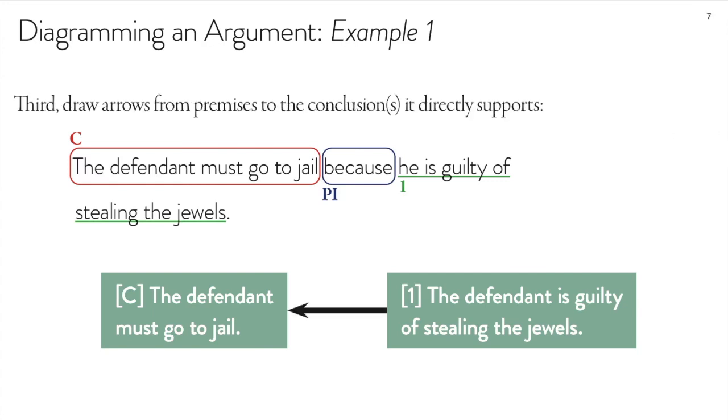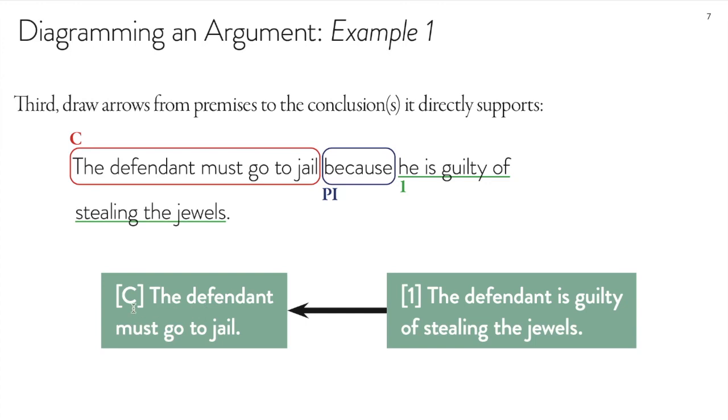Third step, let's draw the arrows. Again, the idea is the arrow goes from premise pointing towards the conclusion. Which way does the river flow? And so we had that because in there. The because says the defendant must go to jail. Why? Because the defendant is guilty. And so remember, in that case, the way I just read it is going up the river, if you will, or up the diagram. So we have the why.